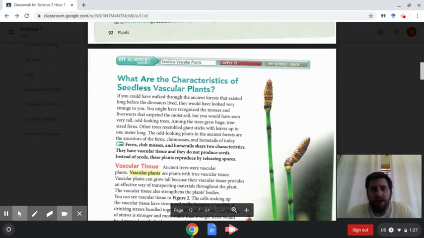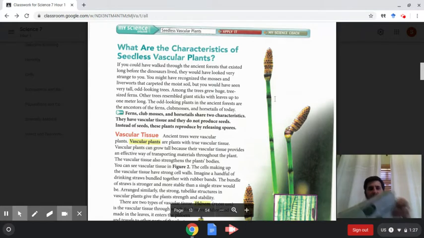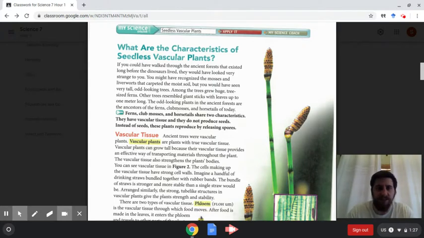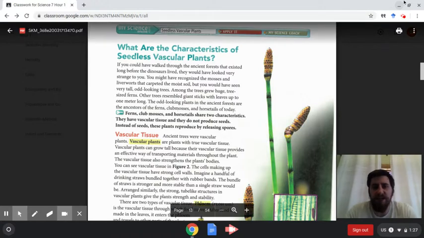Okay, let's move on to everybody's favorite, vascular plants. And we're going to talk about seedless vascular plants. So what are the characteristics of seedless vascular plants?